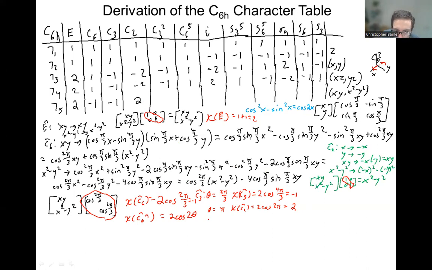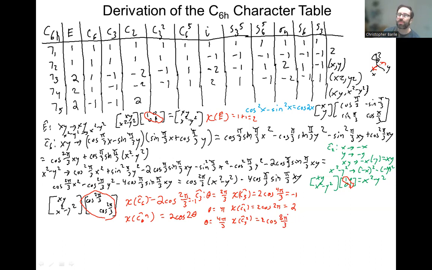But let's keep going on here. Now, if we do C3 squared, that's a 4 pi over 3 type of theta. And so our chi of C3 squared is equal to 2 cosine of 8 pi over 3, excuse me.